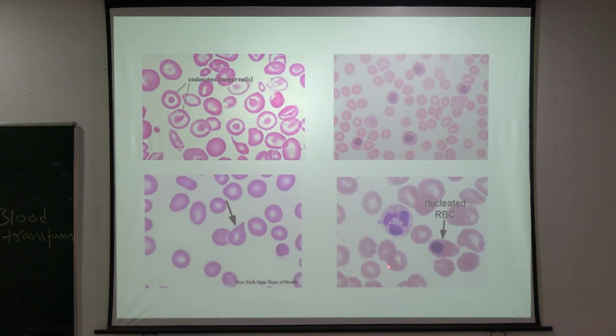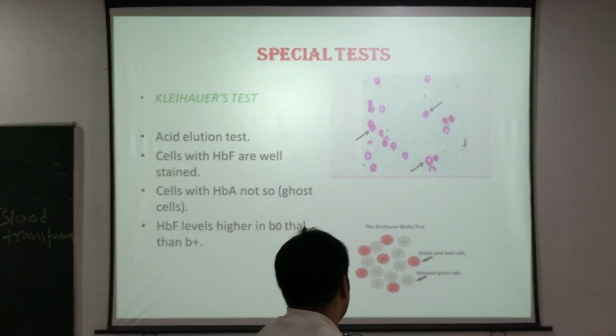Look at these RBCs. This is obviously not from a thalassemia patient, I have just shown a normal NRBC. What cell is this? That's a neutrophil. These are RBCs which don't have a nucleus. See this particular RBC, which has a nucleus. So that is an NRBC. That's how it looks. Okay.